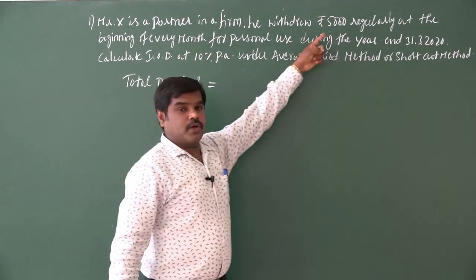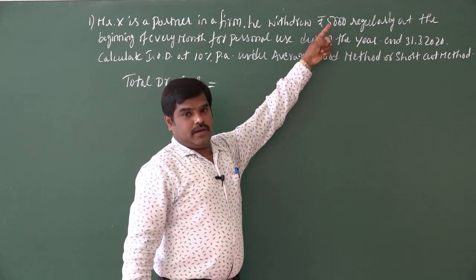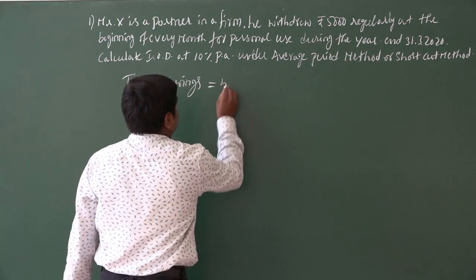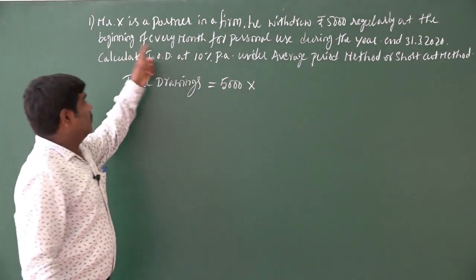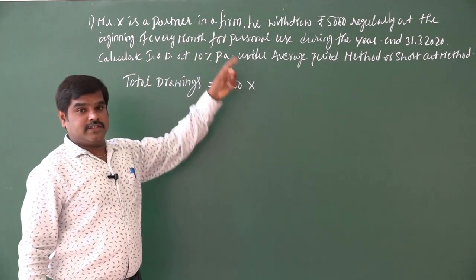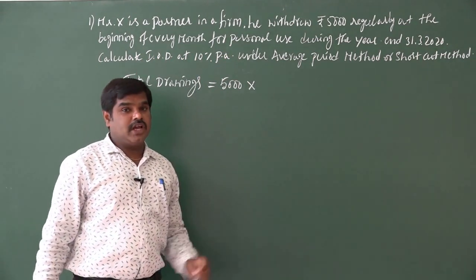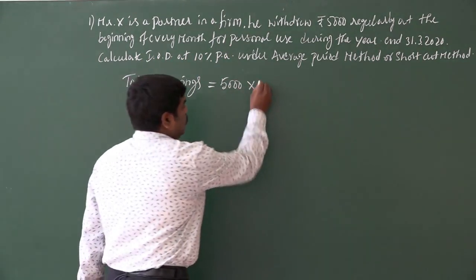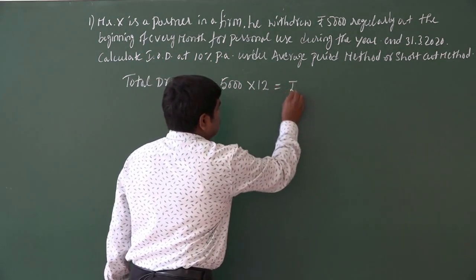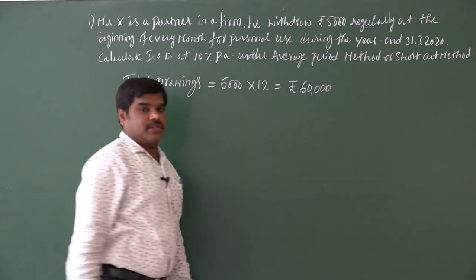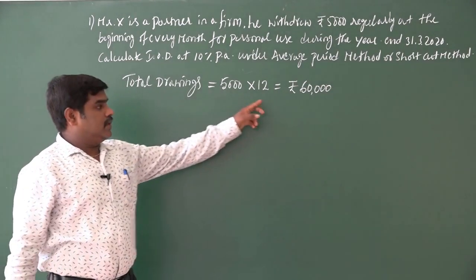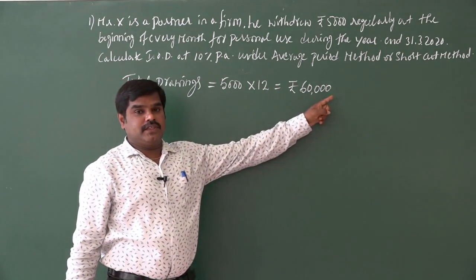So, money is withdrawn by the owner or partner. How much? 5,000 rupees every month beginning. Every month beginning in the sense, for 1 financial year, how many months? 12. So, 5,000 into 12. So, total money withdrawn by the proprietor is rupees 60,000.